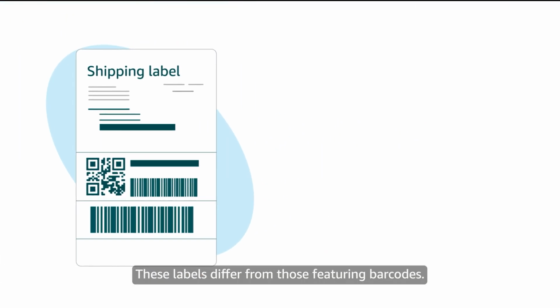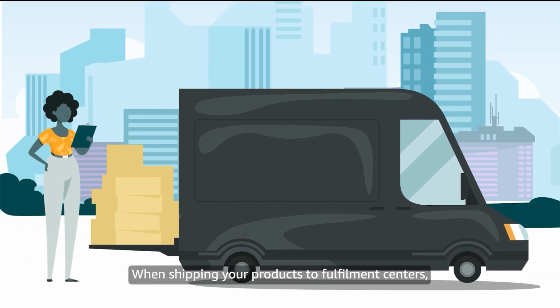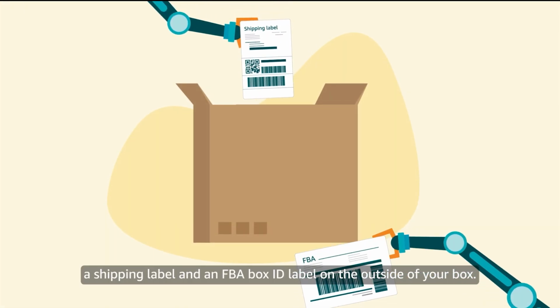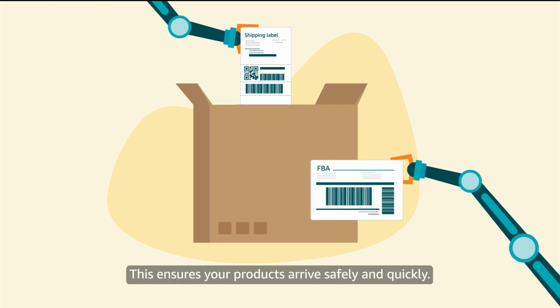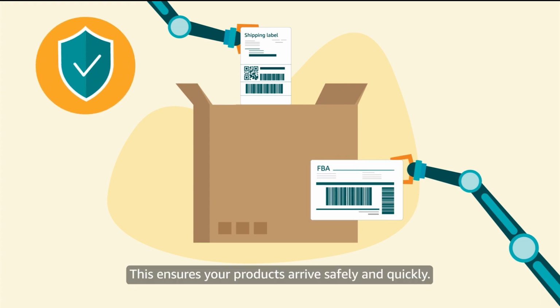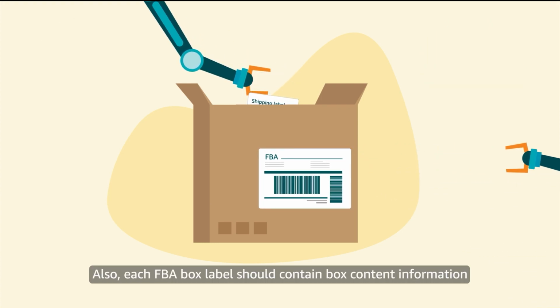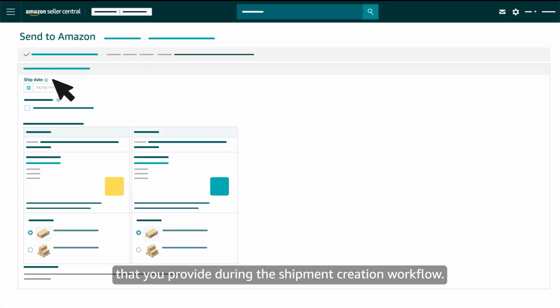The fifth FBA requirement involves shipment labels. These labels differ from those featuring barcodes. When shipping your products to fulfillment centers, you need only two labels: a shipping label and an FBA box ID label on the outside of your box. This ensures your products arrive safely and quickly. Also, each FBA box label should contain box content information that you provide during the shipment creation workflow.